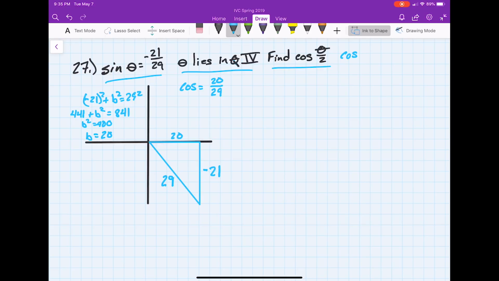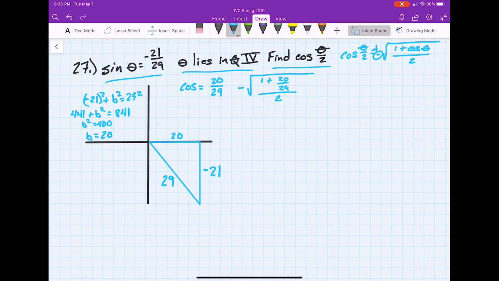Cosine half angle is equal to plus or minus the square root of 1 plus cosine theta over dos, or 2, for those of you who can't speak Spanish. So we're going to use the negative portion of this because the angle is in quadrant 4, but half of that puts it in quadrant 2, so that's going to make it negative.